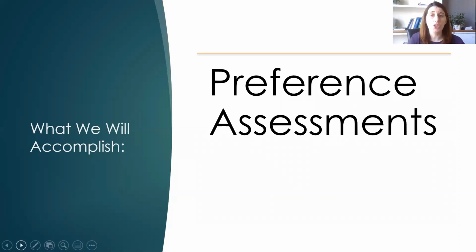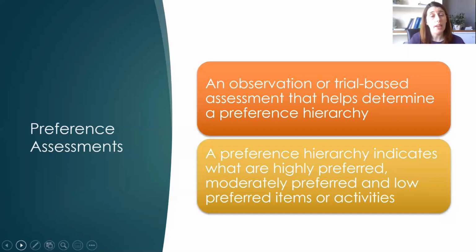So going back into how we could figure out what is reinforcing, what our preferences are for our students, what does that look like? We can perform a preference assessment, which is an observation or trial-based assessment that helps determine a preference hierarchy. So what does that mean? A preference hierarchy indicates what are high preferred, moderately preferred, and lower preferred items or activities.